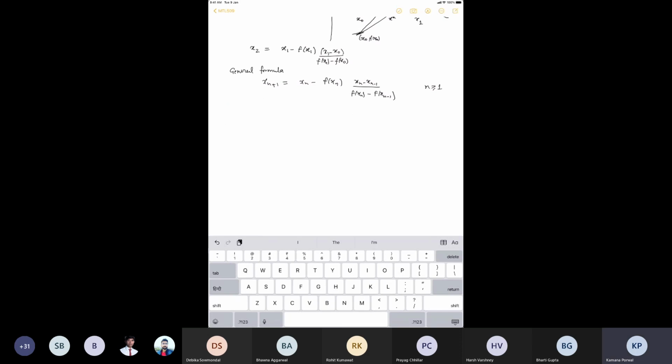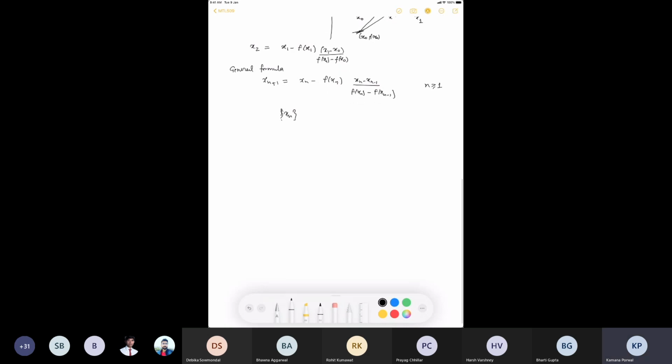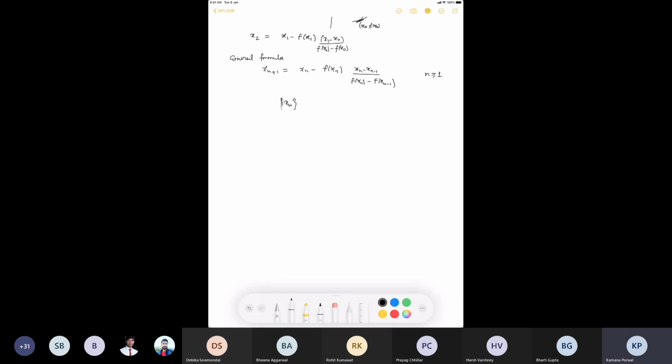What is important to understand here is that we also have an iterative sequence. So the next question to ask is when the sequence is going to converge, whether this sequence xn that we are generating is going to converge to the exact root of the function f. This we will be seeing when we do the convergence analysis.